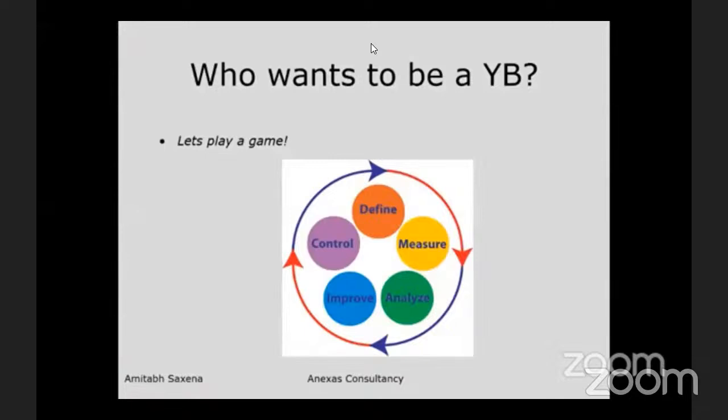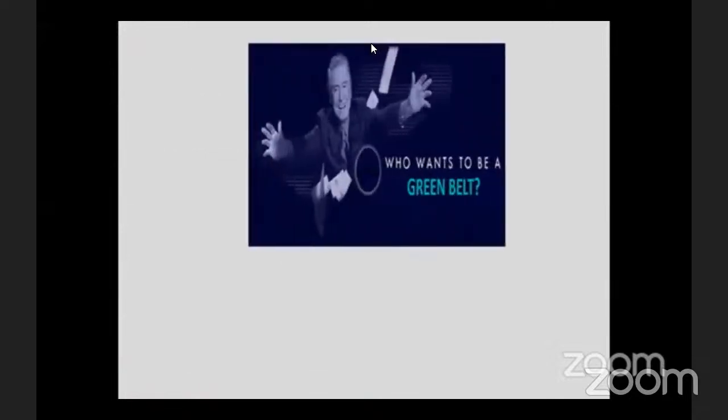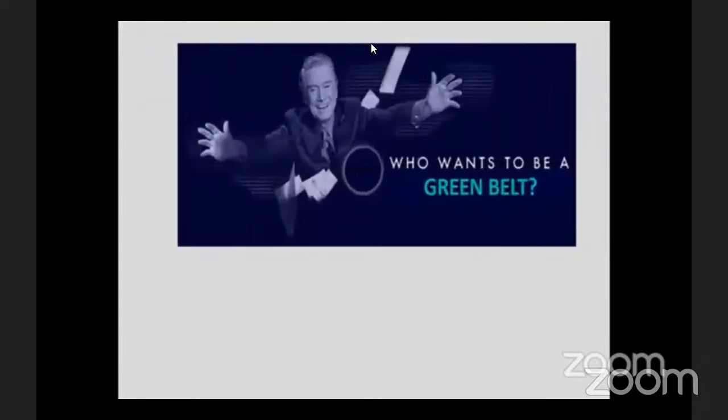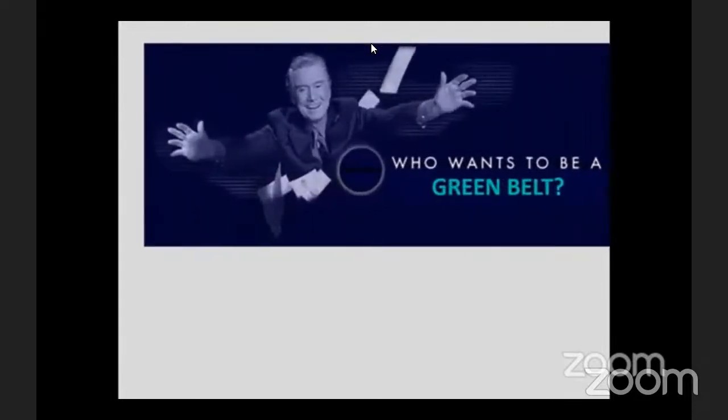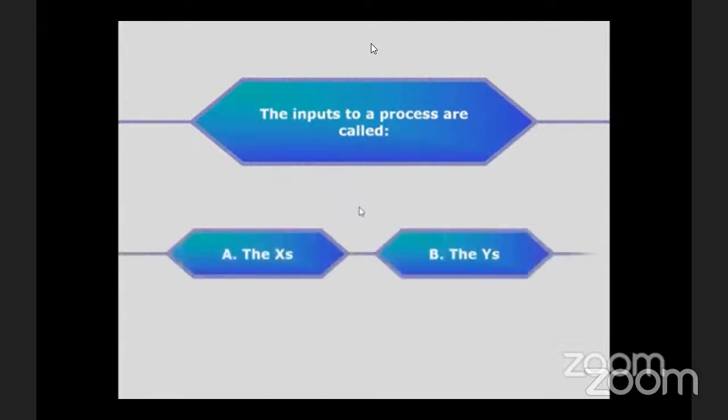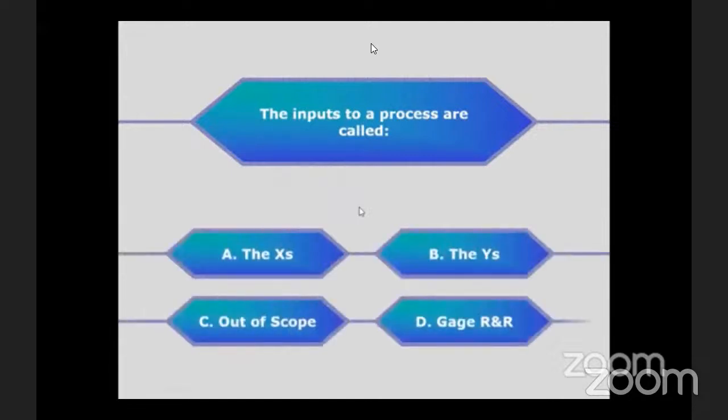let me check whether you have learned enough or not. Okay. Ladies and gentlemen, here is your chance to win $1 million. And first question on your computer screen. The inputs to a process are called the X's, the Y's, out of scope, or gauge R&R. Right answer will give you $10,000. Wrong answer will not give you anything.